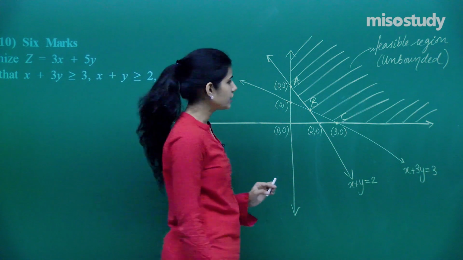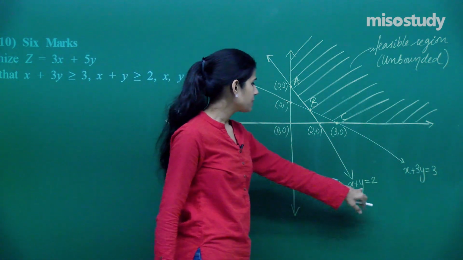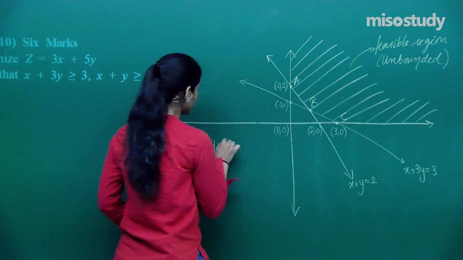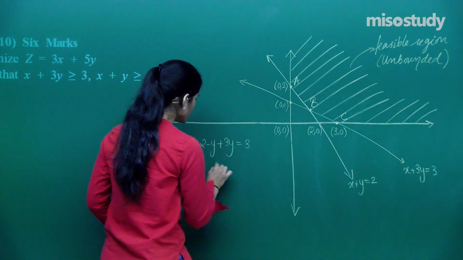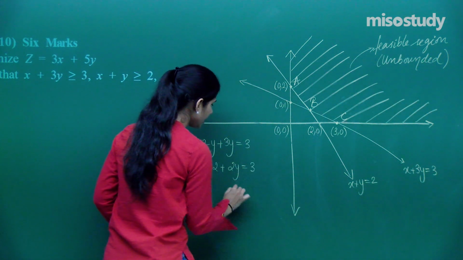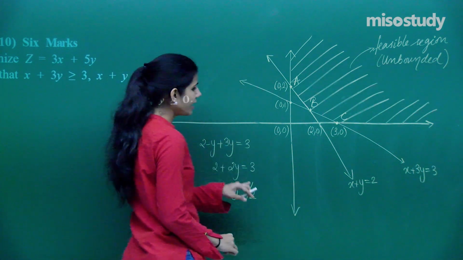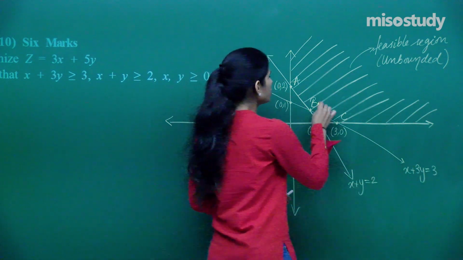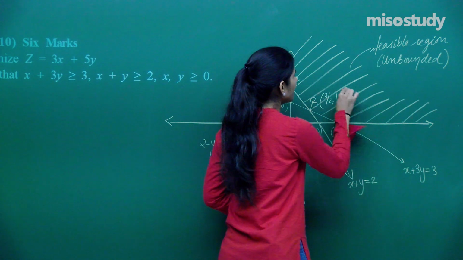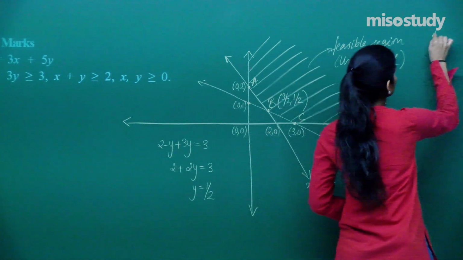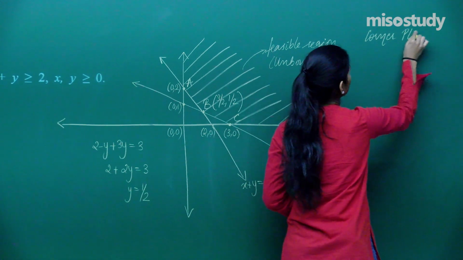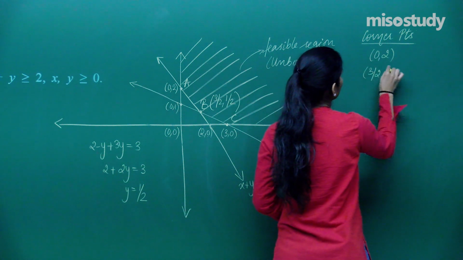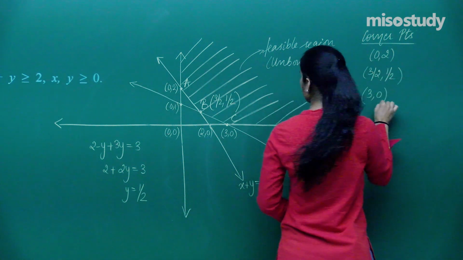What are the coordinates of point B? For that I will have to solve the equations of these two lines. x plus y is 2, so x is 2 minus y. 2 minus y you plug in here, 2 minus y plus 3y equals 3. So you get 2 plus 2y equals 3, y is 1 by 2. If y is 1 by 2, x is 2 minus 1 by 2, which is 4 minus 1, that is 3 by 2. So you get 3 by 2, comma 1 by 2. You have got the corner points with you. Corner points have come out to be 0, comma 2, 3 by 2, comma 1 by 2, and 3, comma 0.